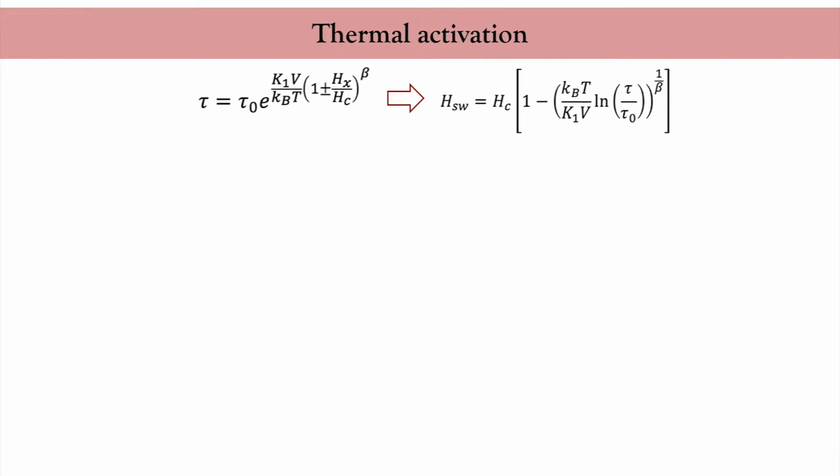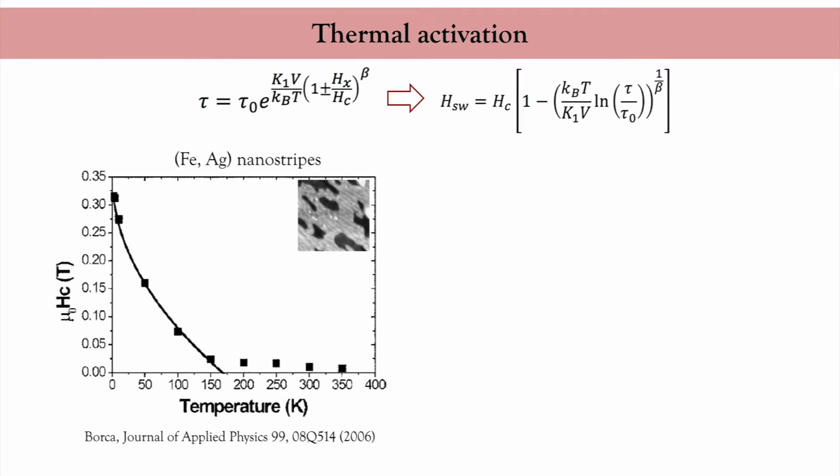Fine. Now, let me look at a first experiment done in the group of Olivier Fruchart. Here, they measure the switching field of an array of self-assembled iron-silver nanostripes. Upon increasing the temperature, you see that the switching field decreases according to the Arrhenius law, as predicted by the model. Around 160 K, the switching field vanishes, and the nanostripes enter what is called the superparamagnetic limit.